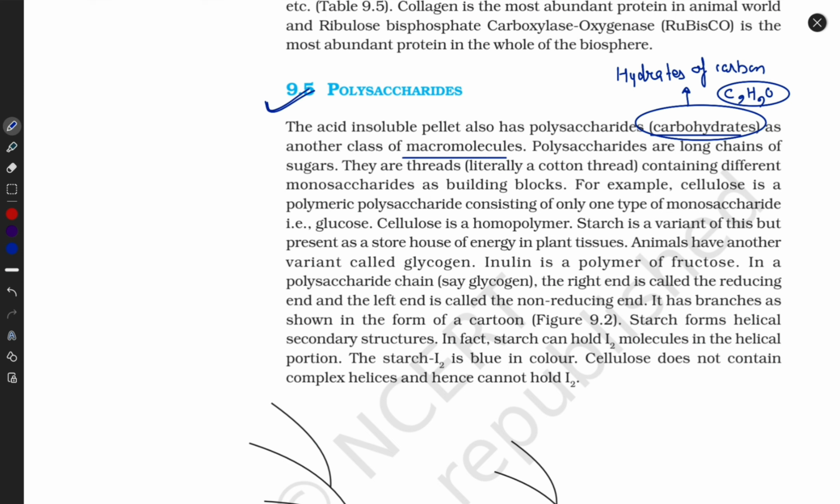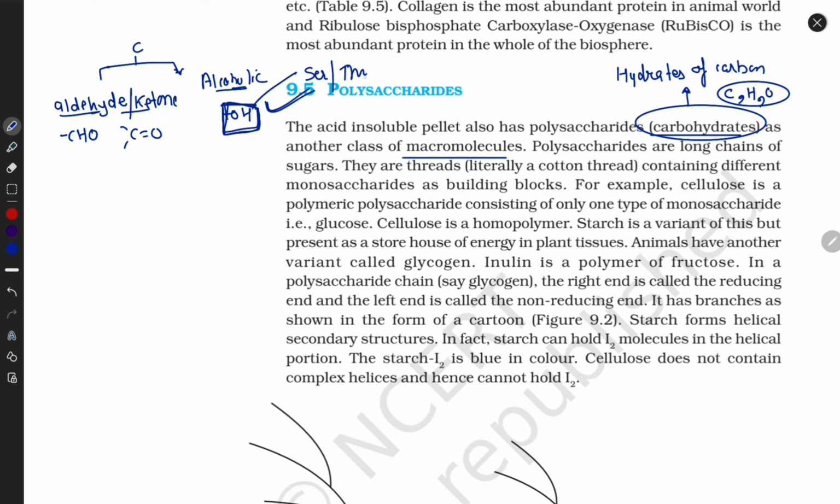Okay, now carbohydrates are divided according to their functional group into two types: aldehyde and ketone, and another one is the alcoholic group. This is the symbol of aldehyde, this is the symbol of ketone, and this is the symbol of OH. You know, guys, what kind of amino acids contain OH? Serine and threonine. Remember, you have to remember, guys.